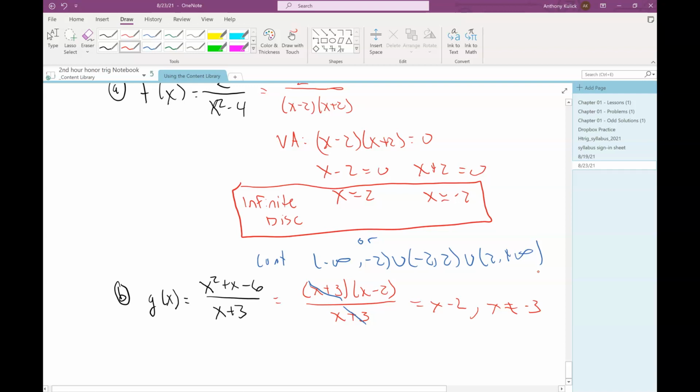Morganites, are we good with why I have the x cannot be negative 3 at the end? Okay. Again, we taught different classes. I don't know, sometimes we emphasize different stuff.